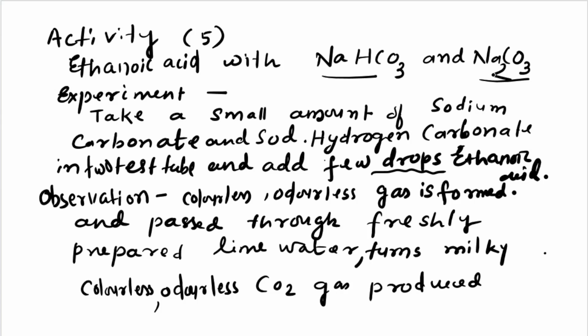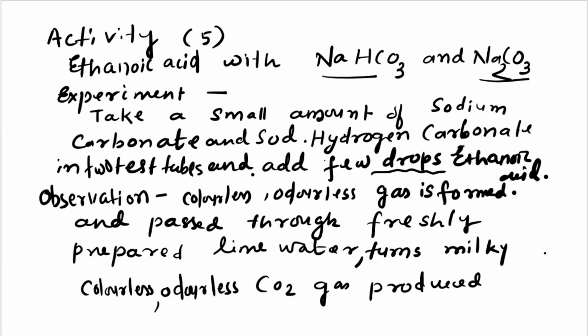NaHCO3 and sodium carbonate Na2CO3. Now come to the experiment. Take a small amount of sodium carbonate and sodium hydrogen carbonate in 2 test tubes. And add a few drops of ethanoic acid in each test tube.